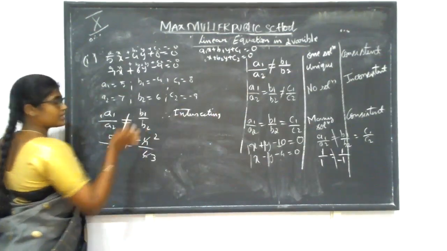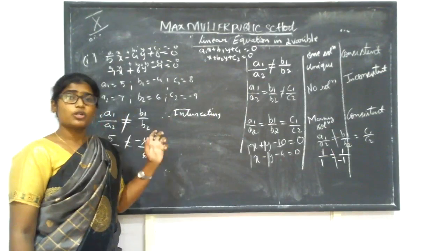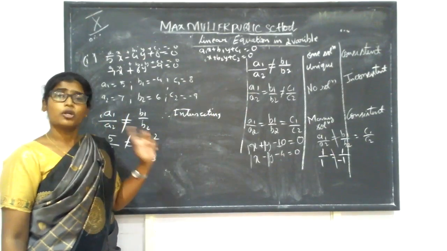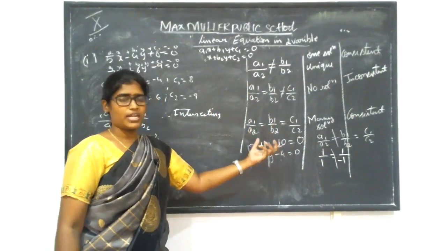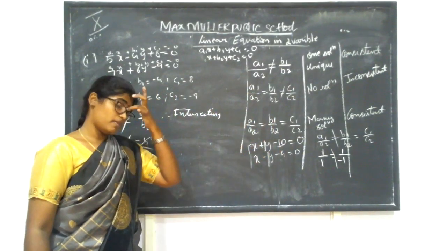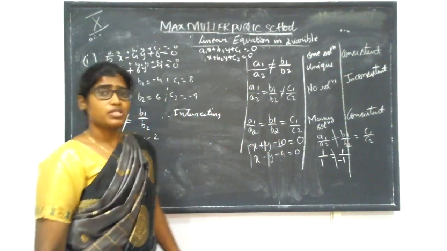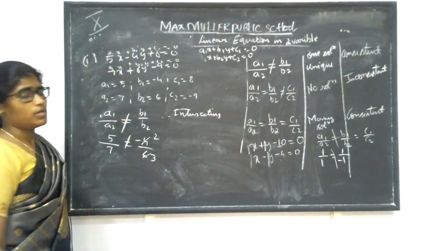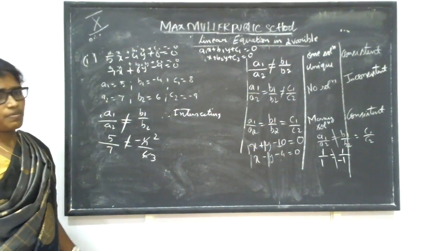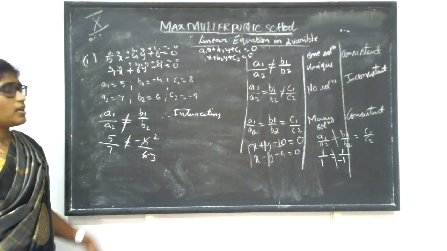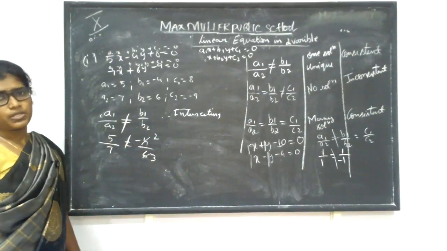Understood, no? Correct? It is very easy to solve. If you want these sums to be very easy, what should you do? You should learn these three things. Three ratios are very important. A1 by A2 is not equal to B1 by B2: it is intersecting. A1 by A2 is equal to B1 by B2, which is not equal to C1 by C2: it is parallel. Then A1 by A2 is equal to B1 by B2, which is equal to C1 by C2: it is coincident. If you learn these three ratios, that is very easy to substitute.